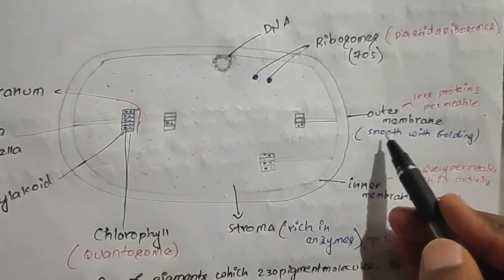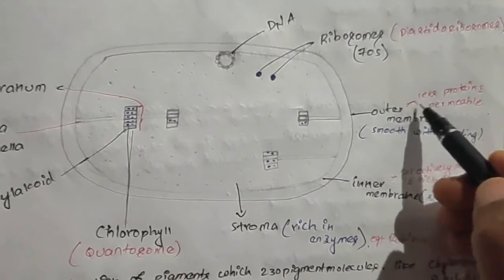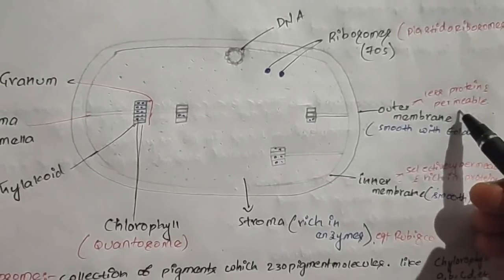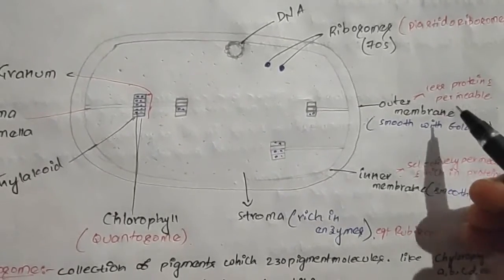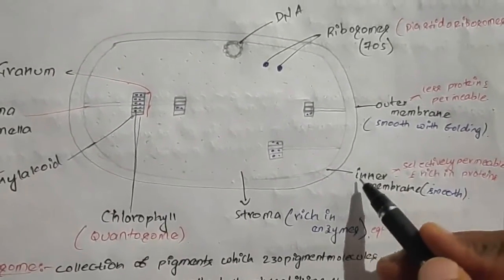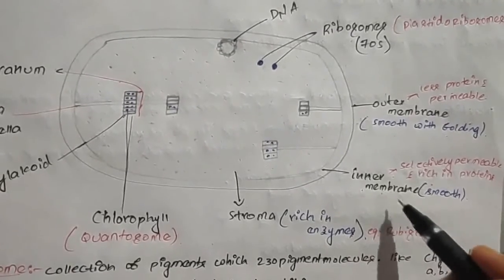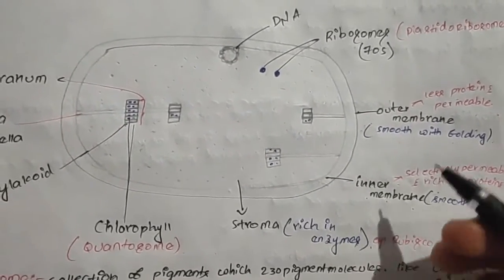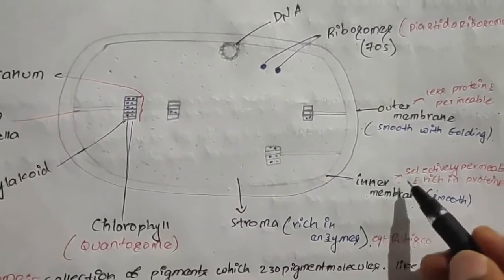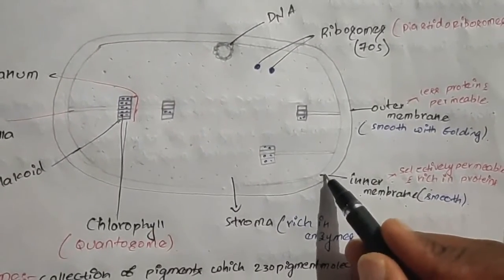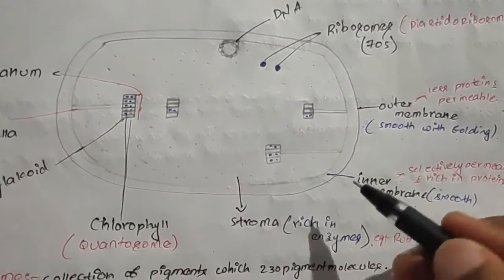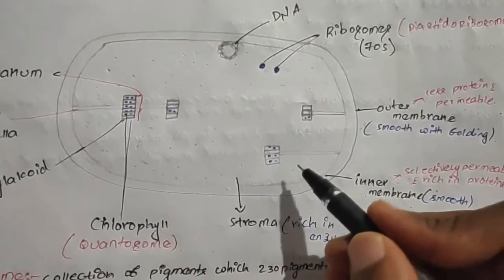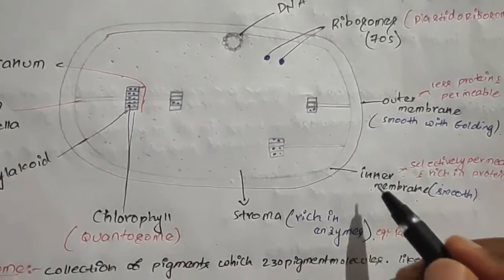This outer membrane is smooth and it contains fewer proteins, and it is permeable in nature. Permeable means it allows all the materials to pass through it. And the inner membrane is also smooth, and it is rich in proteins compared to the outer membrane. And it is only selectively permeable. Selectively permeable means only the enzymes or material which is required by the cell is supplied.